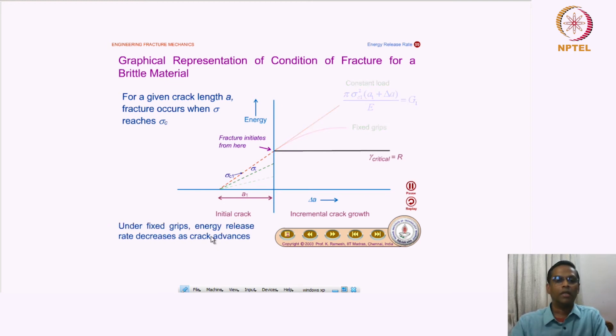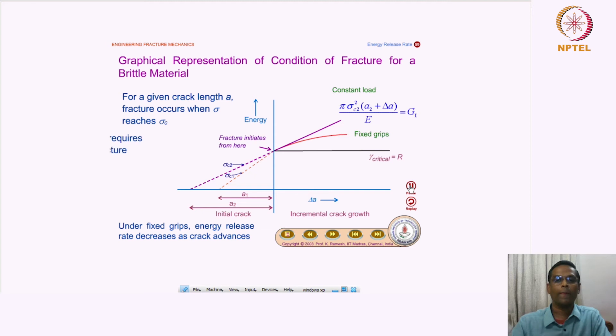Under the fixed grips, energy release rate decreases as the crack length advances. So for a given crack length a, fracture occurs when sigma reaches sigma C. A longer crack requires less sigma for fracture. So this is what's shown here.